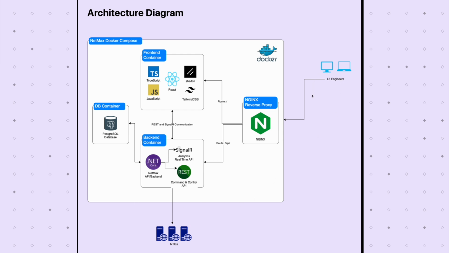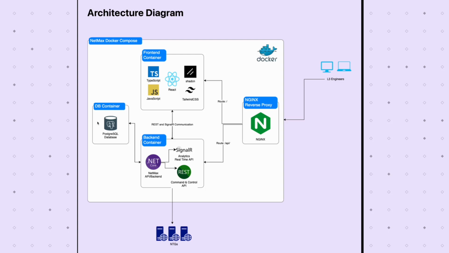L3's engineers will first interact through the Nginx proxy, so if they're going to the front end, it'll get routed up to the front end container. If they're using our API, it'll go straight to the back end and they can manage it from there. Our front end is a React project that uses shadcn and Tailwind CSS to build really nice looking TypeScript and JavaScript. It communicates with our backend using our REST API and SignalR for live analytics and other live information. The backend is a C# project built on .NET Core using SignalR and REST for command and control.